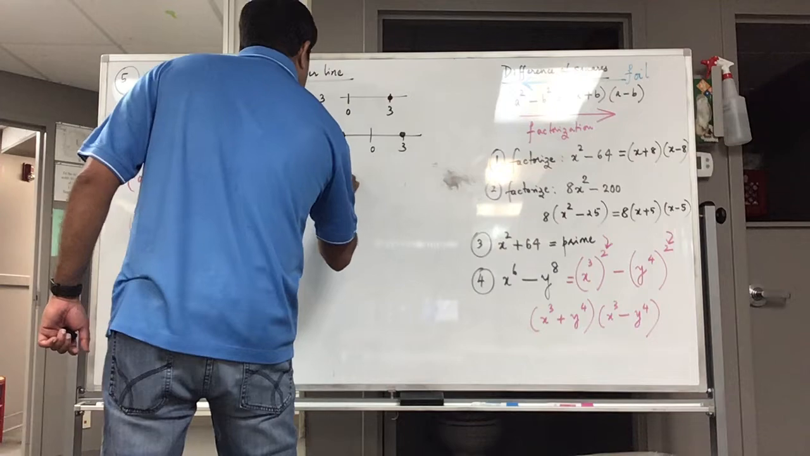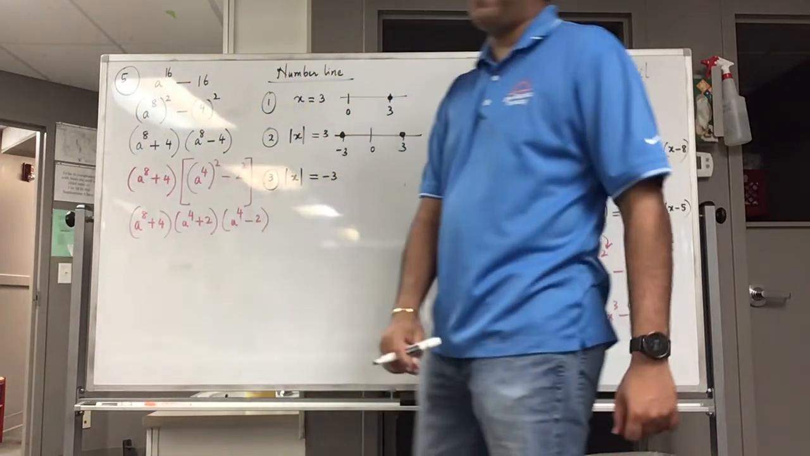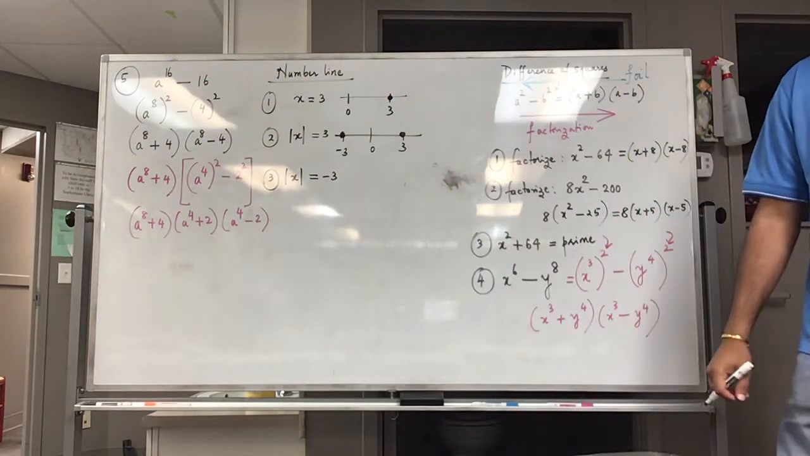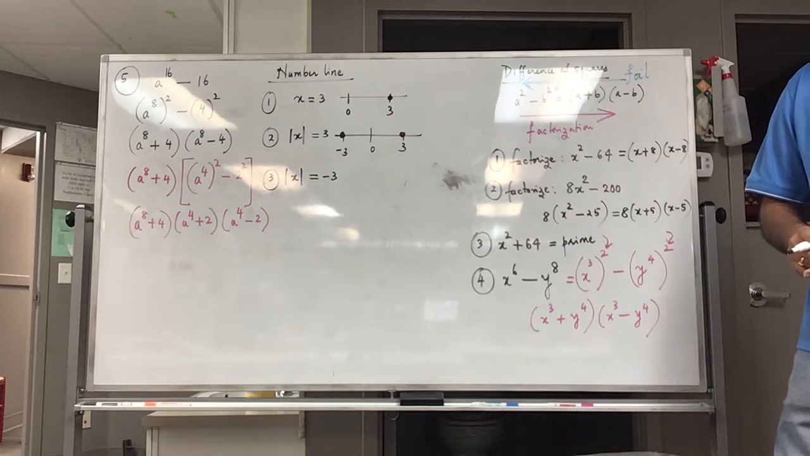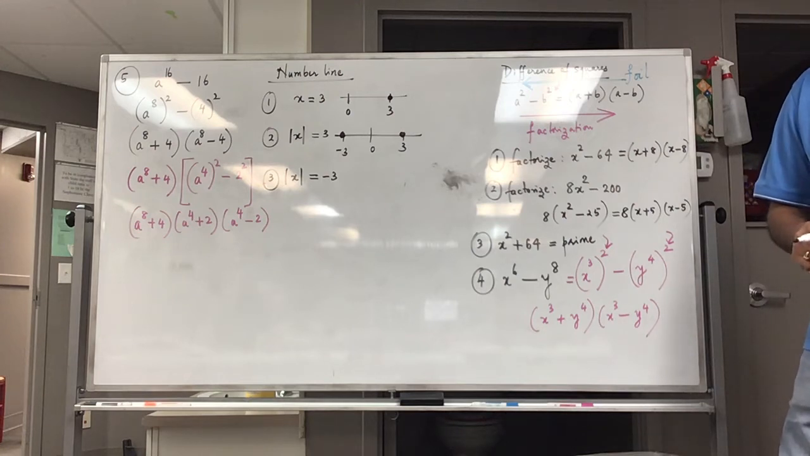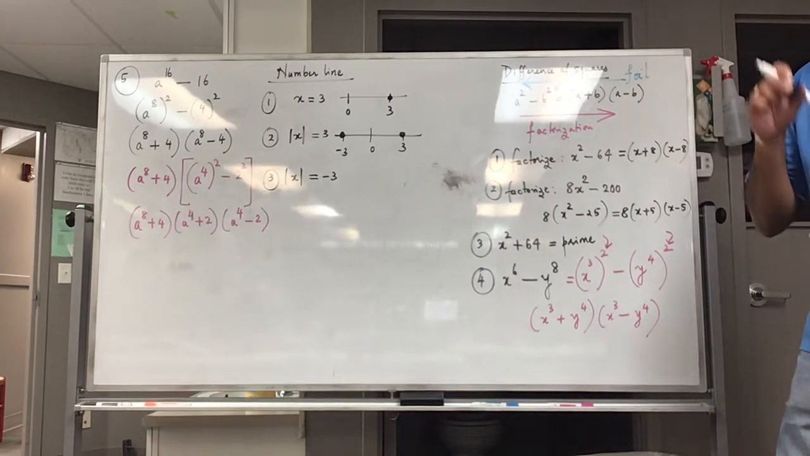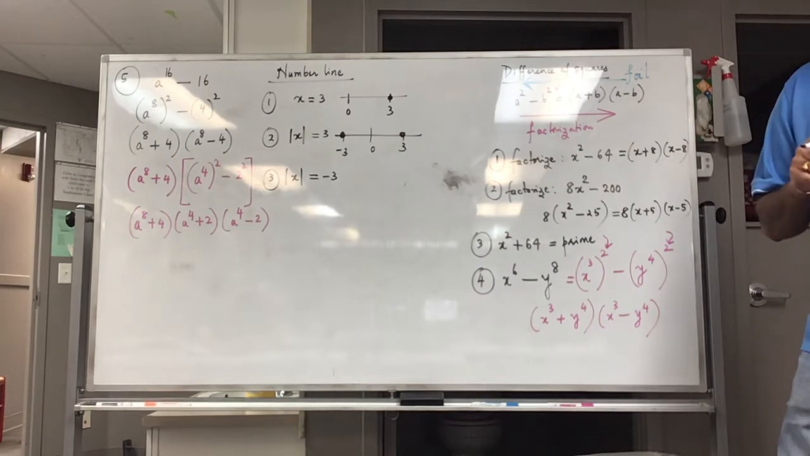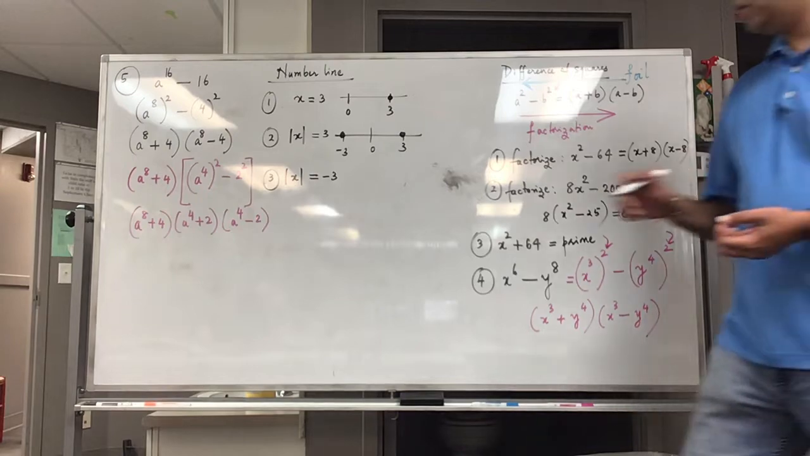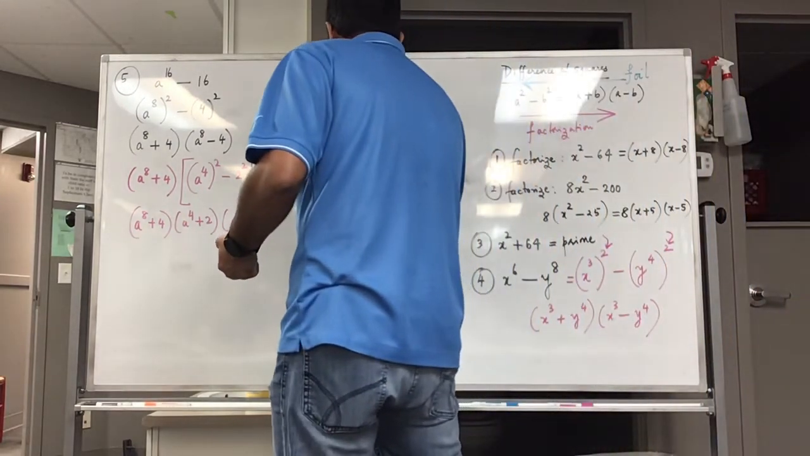Absolute of x is equal to negative 3. Draw a number line. Answers. Yeah, no solution. No solution, because absolute cannot be negative.